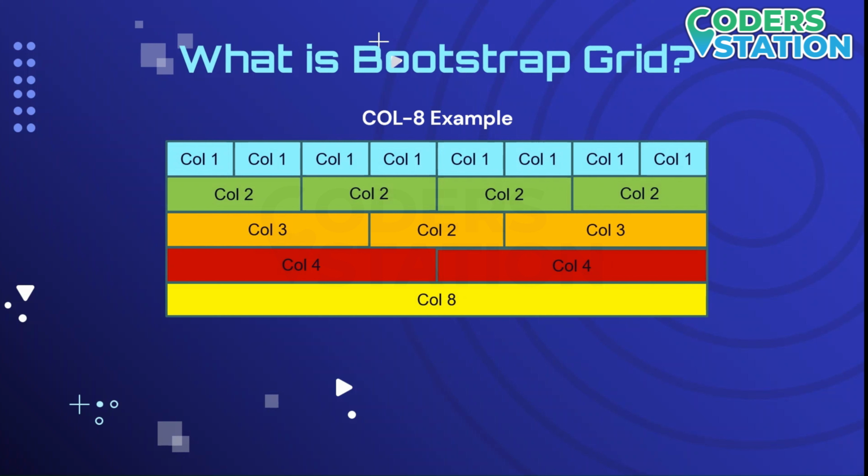Imagine you are building a blog. You want a sidebar that takes up 1/3 of the screen and a main content area that takes up 2/3. So in Bootstrap, you would assign col-4 to the sidebar and col-8 to the main content. This gives you a perfectly balanced layout.